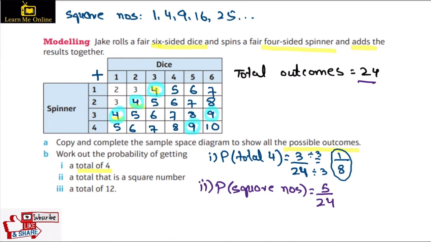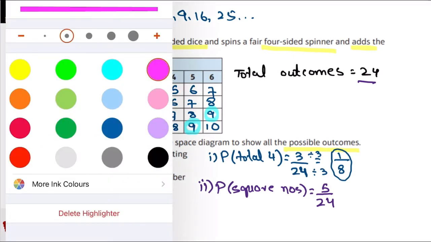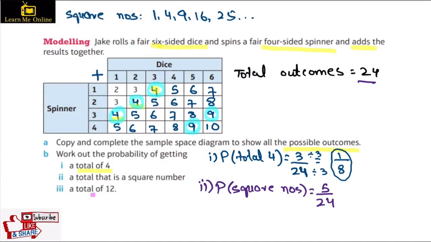Let's have a look at the next example, next part now. So in the next part, this says to find out the total of 12. Now I'm going to highlight all the ones which are giving us a total of 12. So this is a total of 12 we'll be looking for. So we'll see that in the list of the numbers, do we have any 12 in here? No. The maximum we are getting is 10.